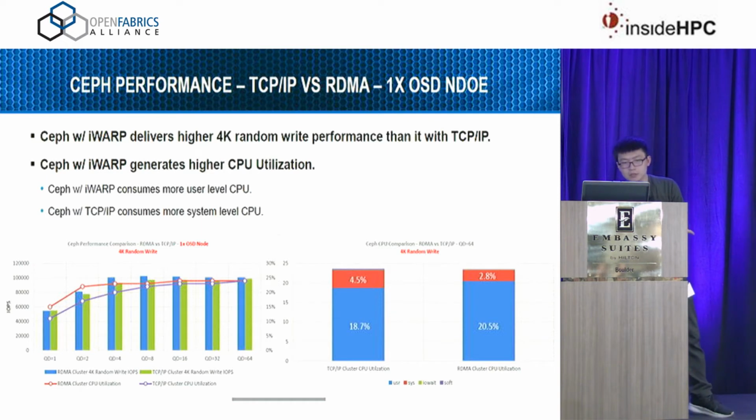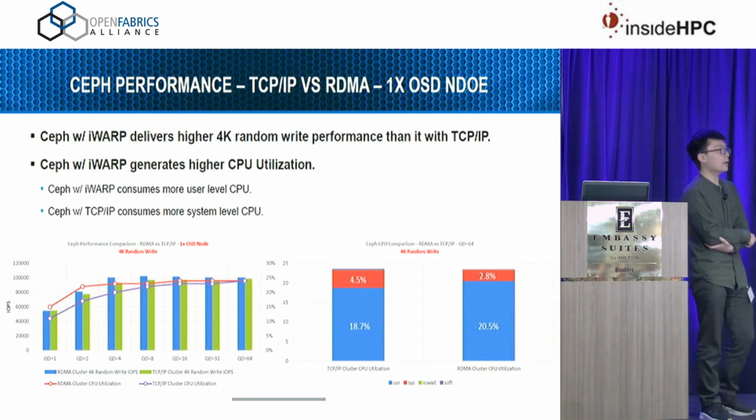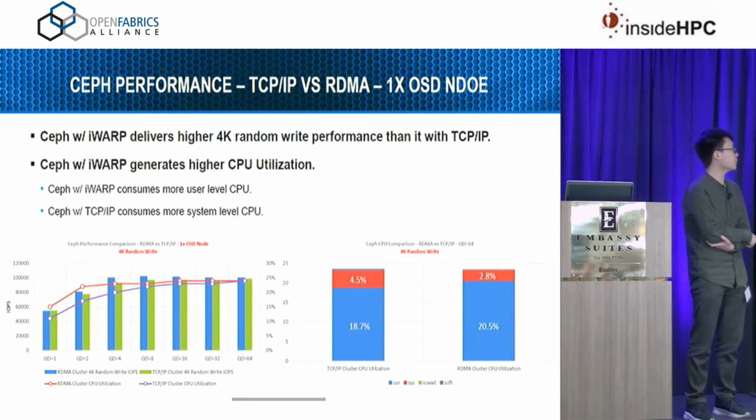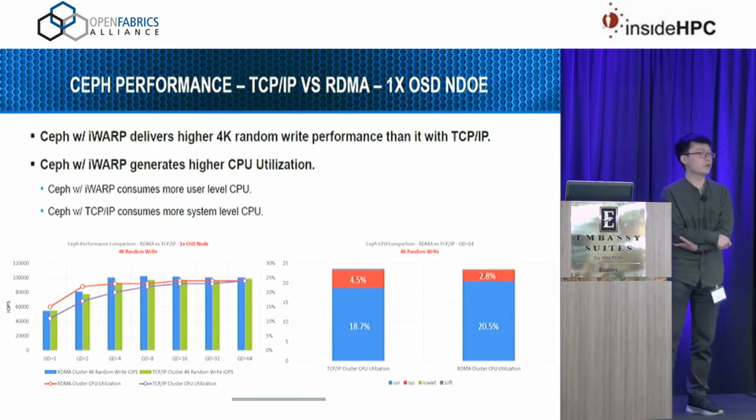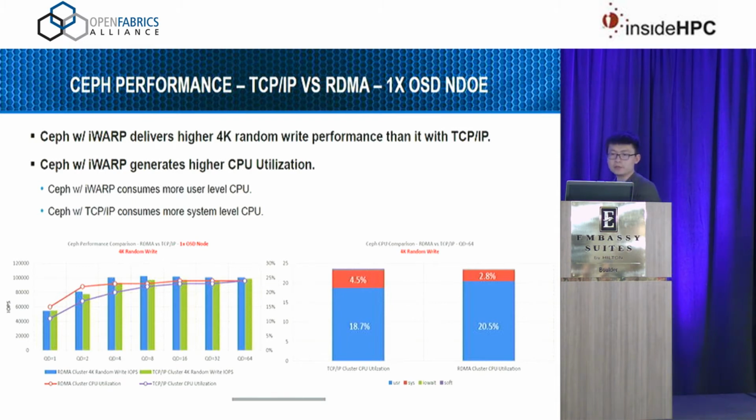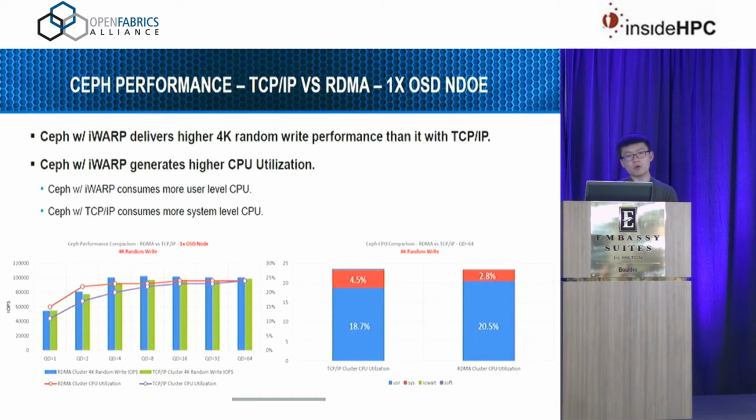In the left chart we can see that as the FIO queue depth increases, the 4K read-write performance of Ceph with iWARP stays higher than or equal to the performance of Ceph with TCP/IP. And in the right chart, we see that Ceph with iWARP consumes more user-level CPU, and Ceph with TCP/IP consumes more system-level CPU.